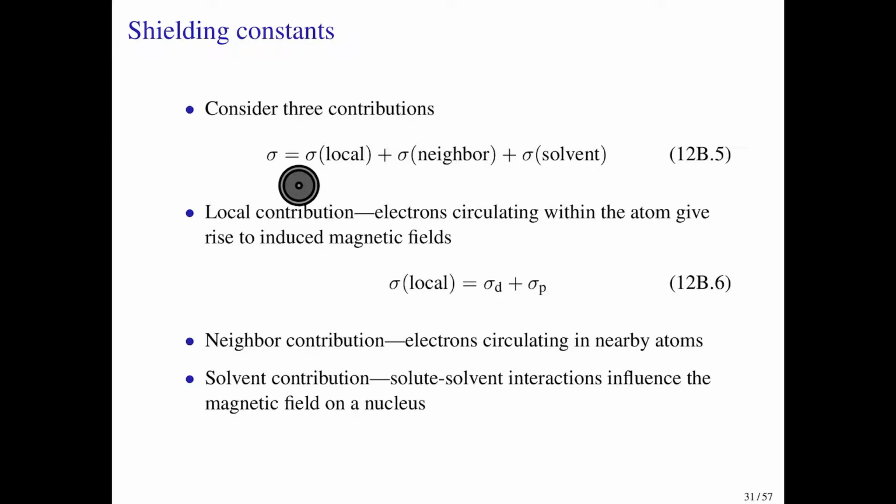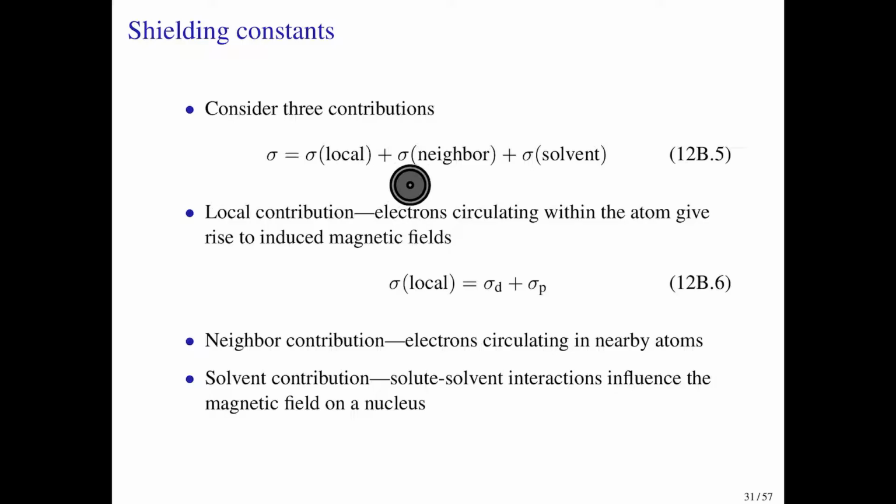So there's a local contribution to the shielding constant that is due to the electrons within the atom that contains the nucleus circulating around and inducing a magnetic field on that nucleus. So the local contribution comes from the same atom that contains the nucleus that you're interested in.